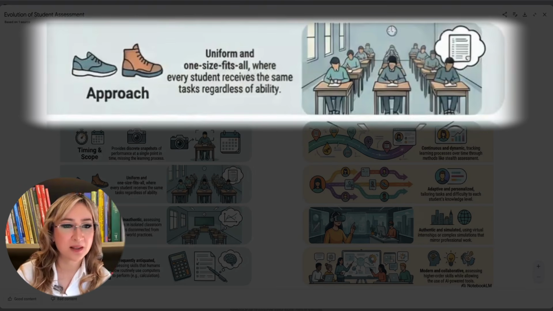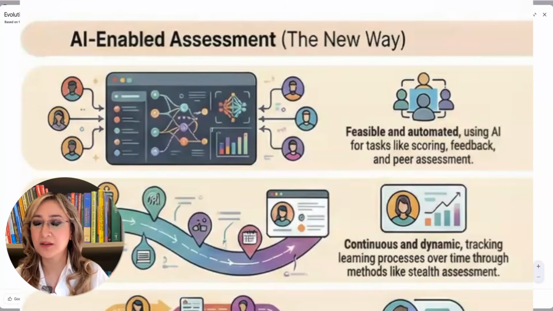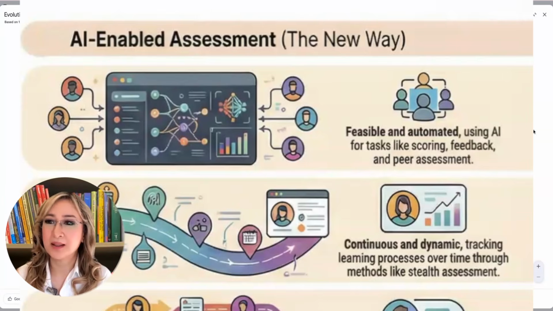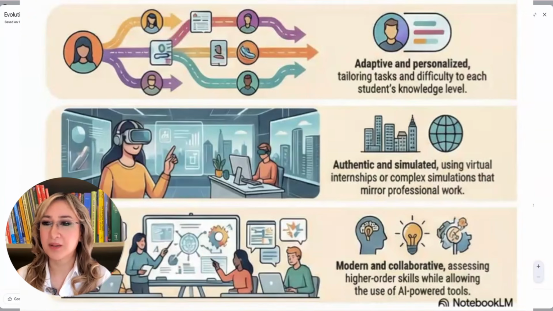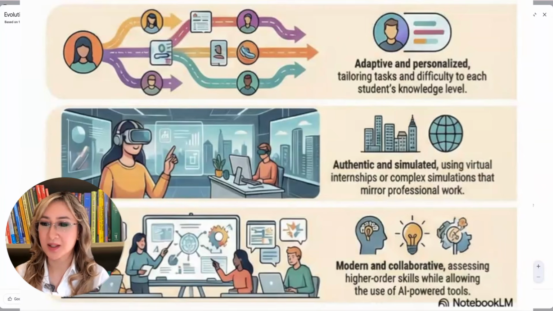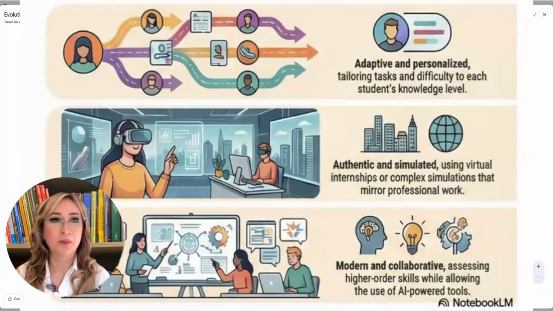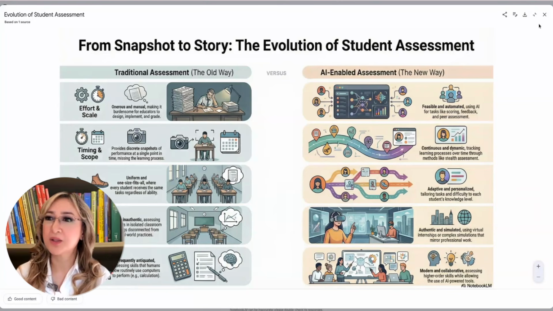Approach uniform, one size fits all. Context, often inauthentic, and it measures antiquated skills. And then on this side, feasible and automated, continuous and dynamic, adaptive and personalized, authentic and simulated, modern and collaborative, while assessing higher order skills, while allowing for the use of AI powered tools. All right, so that was very interesting.